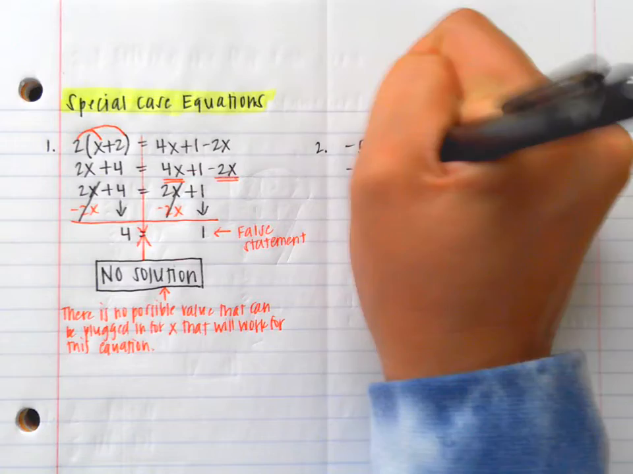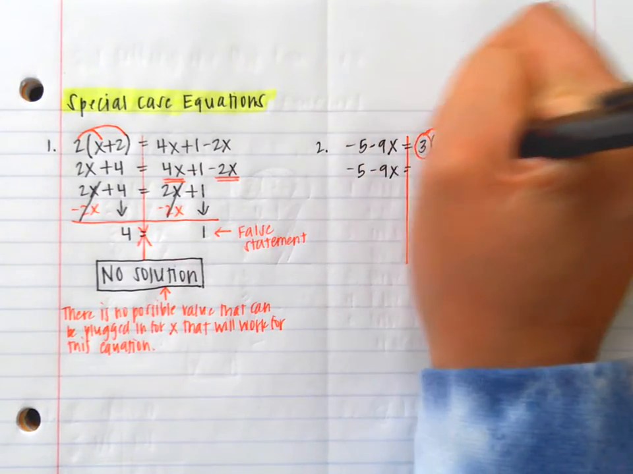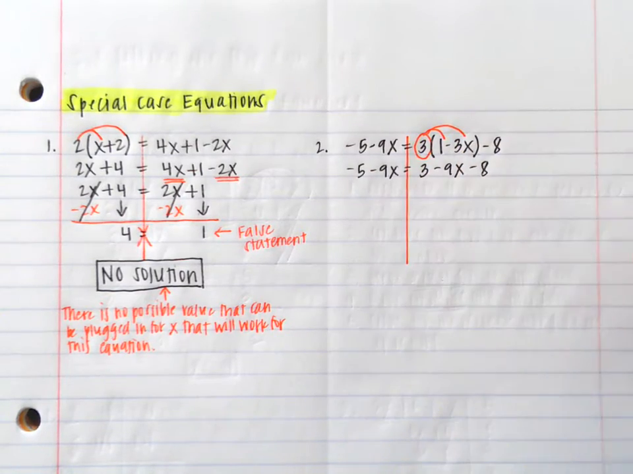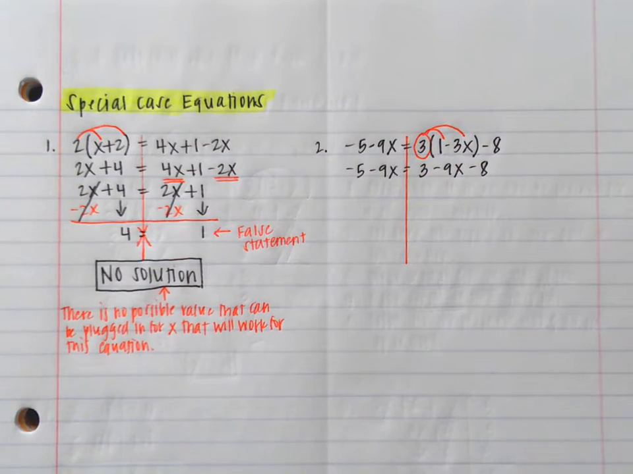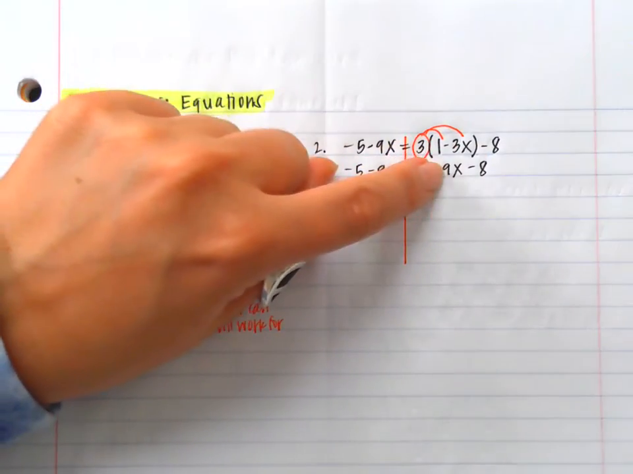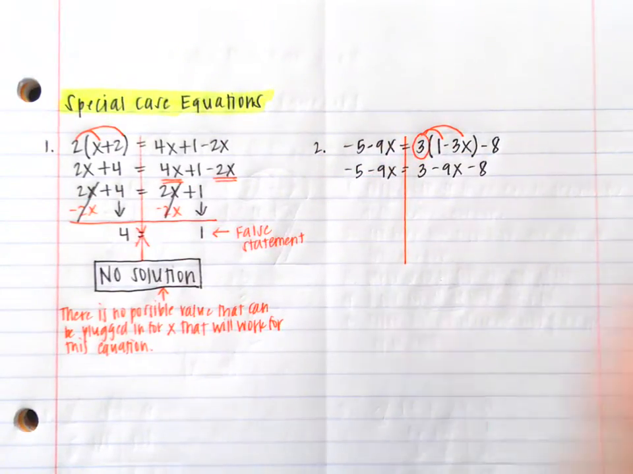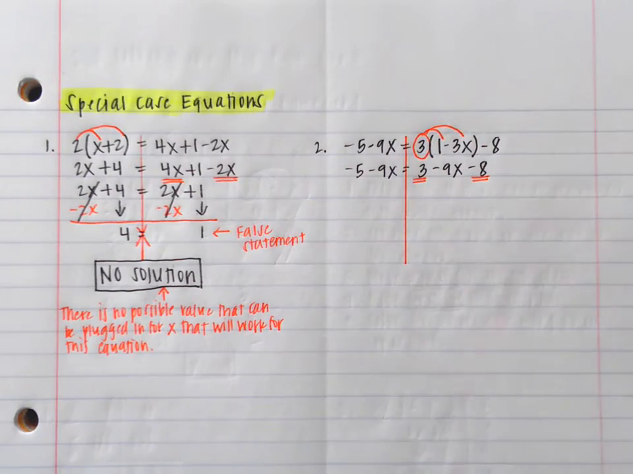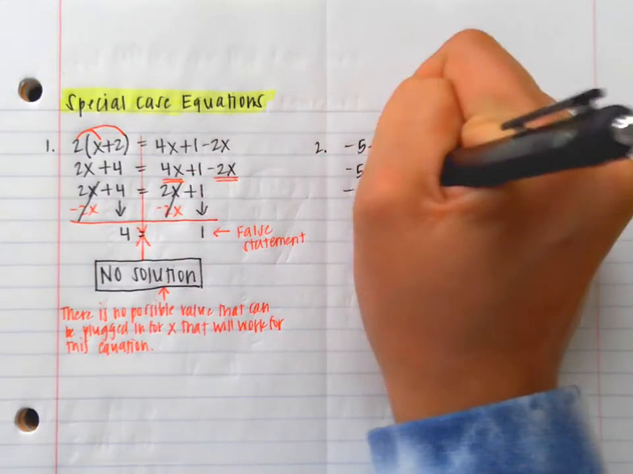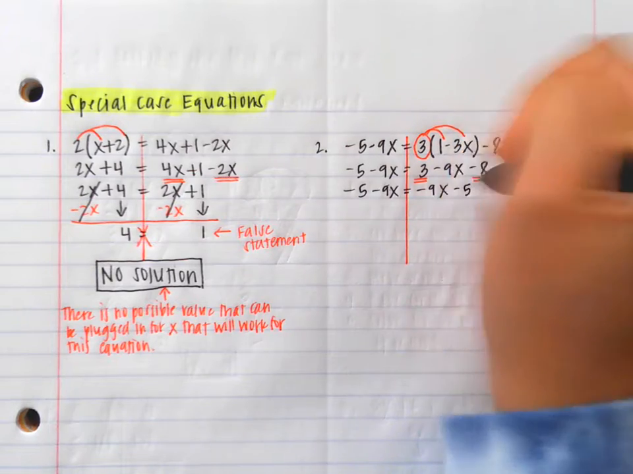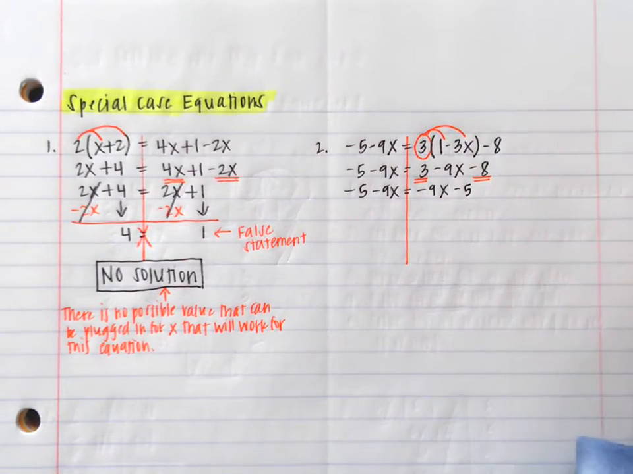So we have negative 5 minus 9x. 3 times 1 is 3. 3 times negative 3 is negative 9x minus 8. I am then going to combine like terms on each side of the equal sign. Negative 5 and 9x can't combine. In 3 minus 9x minus 8, 3 and negative 8 can combine. 3 minus 8 is negative 5. So I'm just going to bring this side down. And then we have negative 9x minus 5, because 3 minus 8 is negative 5.